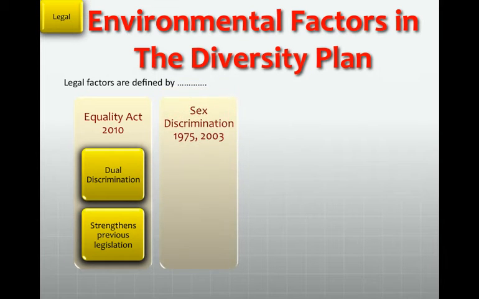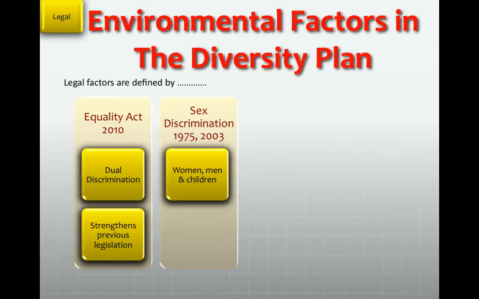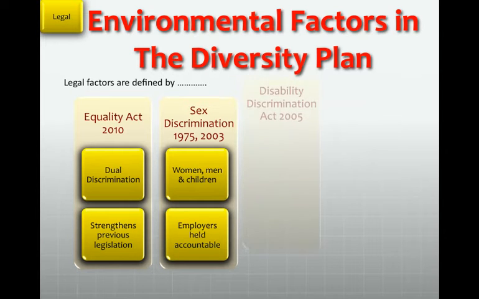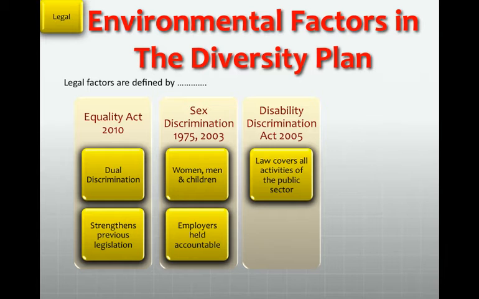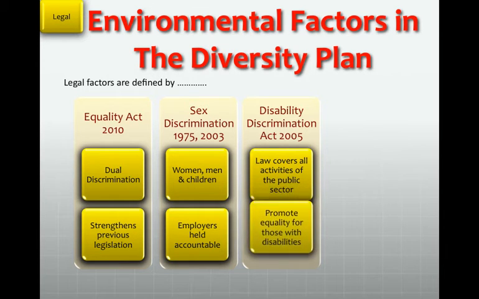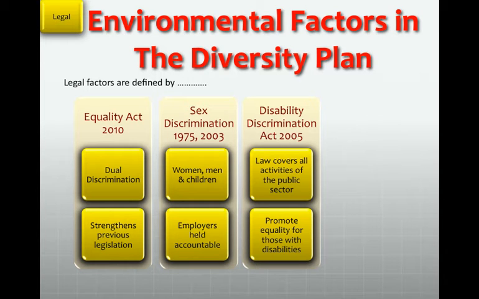The Sex Discrimination Act of 1975, and then updated in 2003, really looked at men, women, and children and discrimination from that standpoint. And it held employers much more accountable for their activities and actions. The Disability Discrimination Act of 2005 really laid out the law to cover all activities in the public sector, so there were more protections in place, and then promoted more equality for those with disabilities.